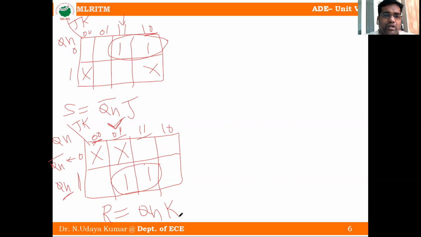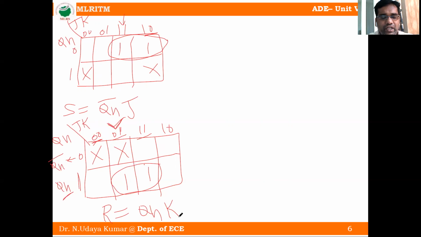So now we got two expressions. S is equal to Qn bar J and R is equal to Qn K. Now we will convert SR to JK.